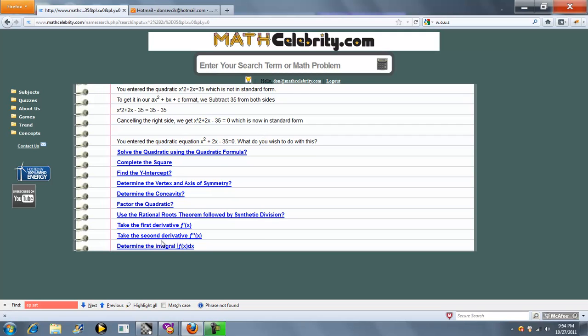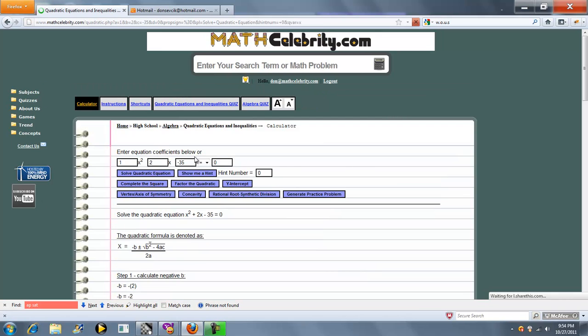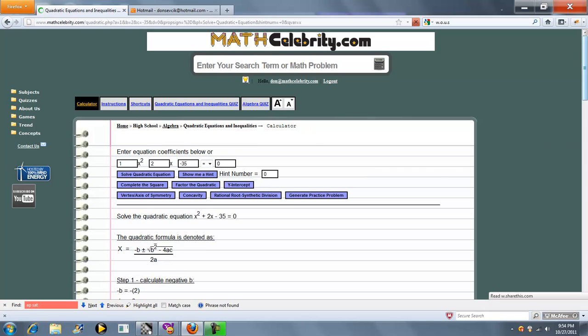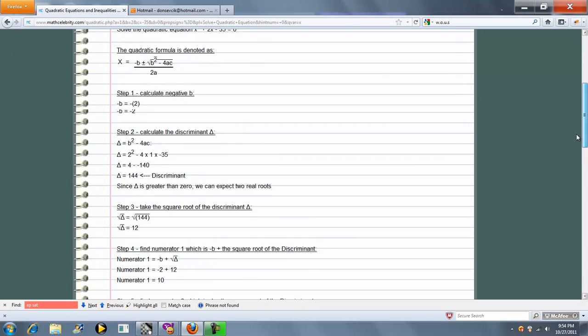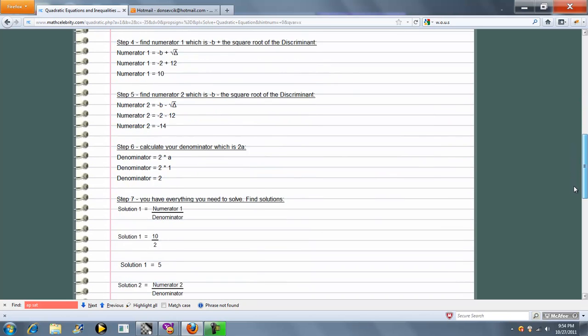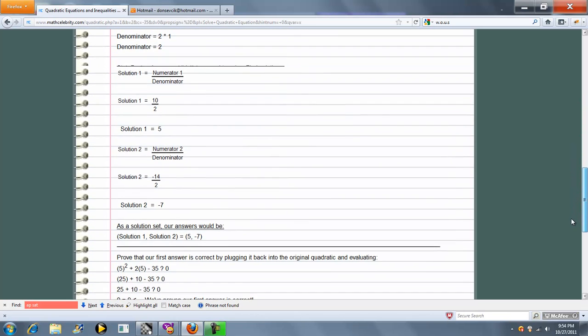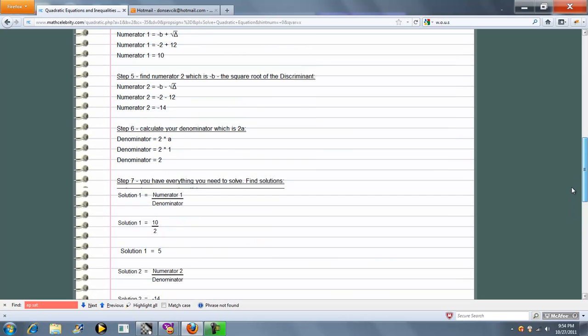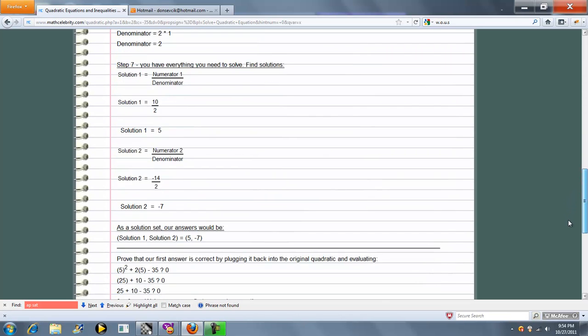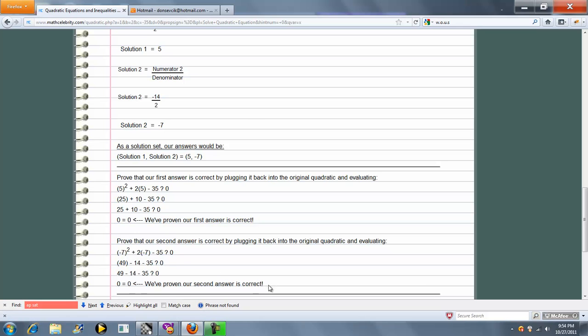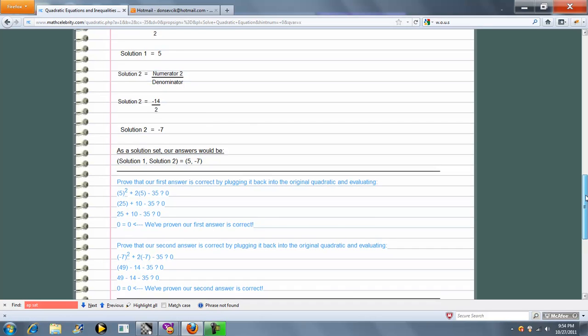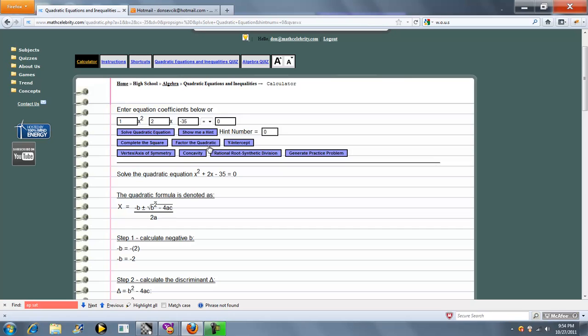Now it gives you our choice list again. Now that it's in standard form, what do you wish to do? So we'll solve the quadratic. Go down, go the long way again. So we get a solution of 5 and negative 7. Let me scroll back up to show you that piece. And again, we plug it back in to prove our answer is correct and show our work. So you could type any of these buttons here to run that particular scenario on the quadratic that you entered.